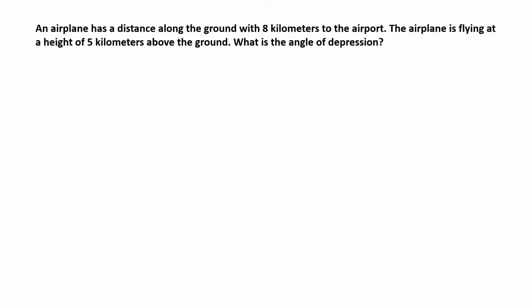Let us have another word problem. The word problem is: an airplane has a distance along the ground with 8 kilometers to the airport. The airplane is flying at a height of 5 kilometers above the ground. What is the angle of depression?